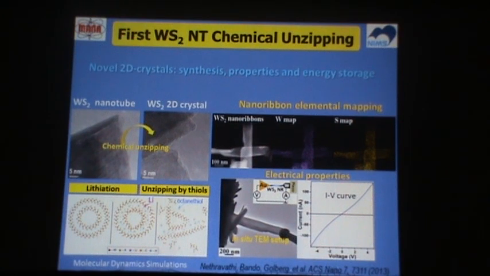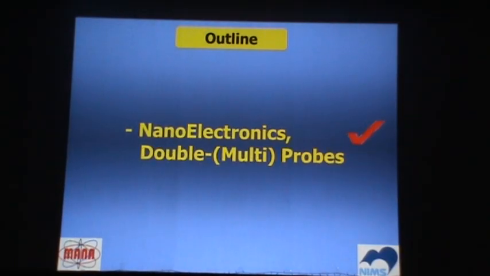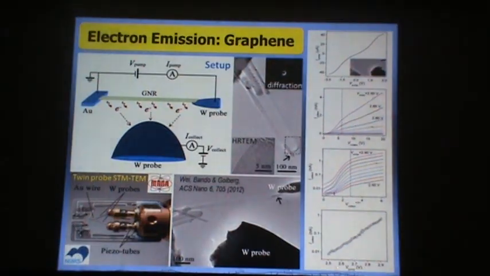And tungsten disulfide actually is a semiconducting material, but in this process and after unzipping, we have a material which has an I-V curve close to metallic conductivity.